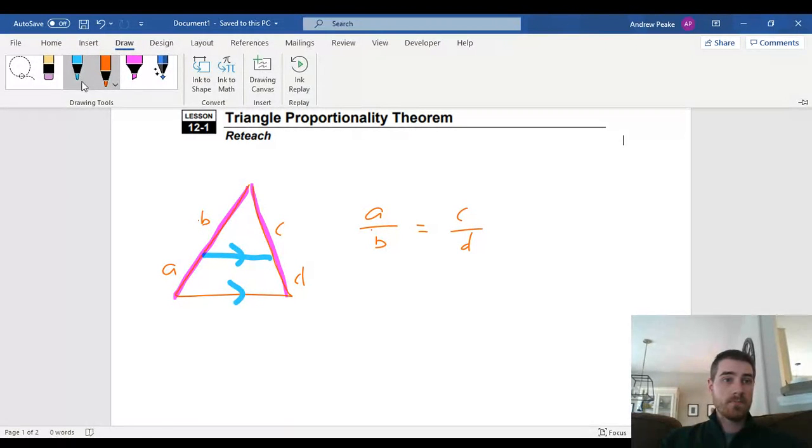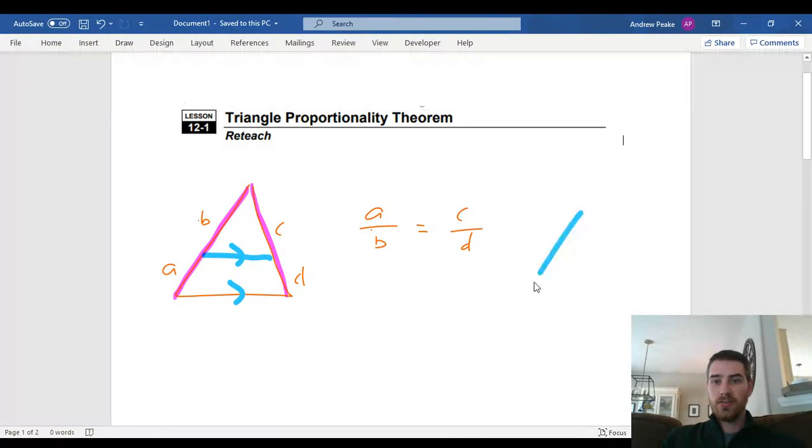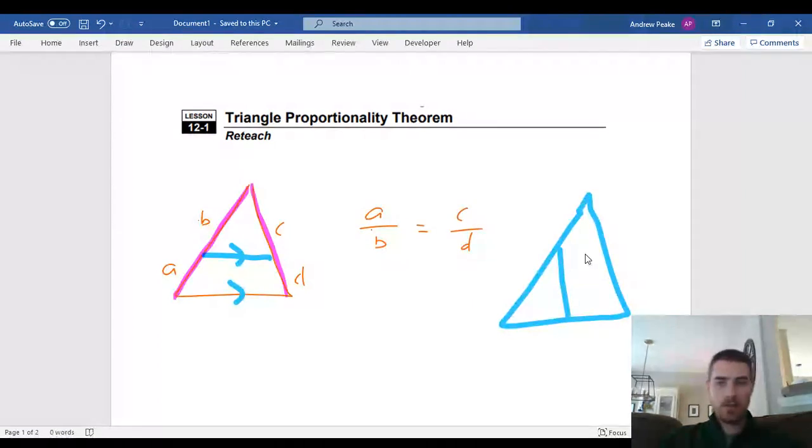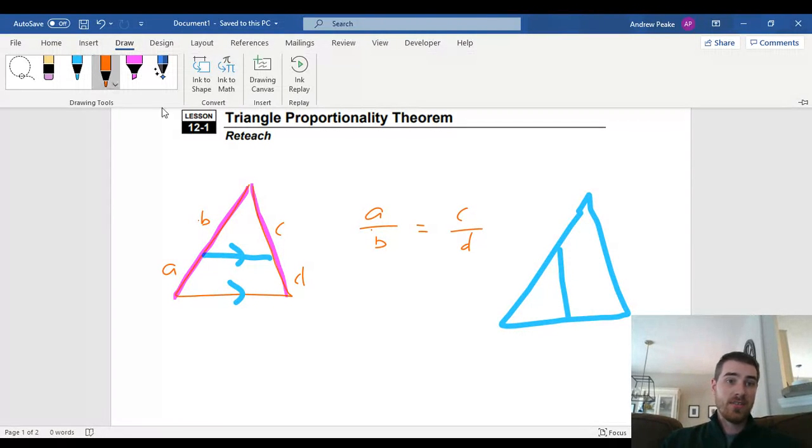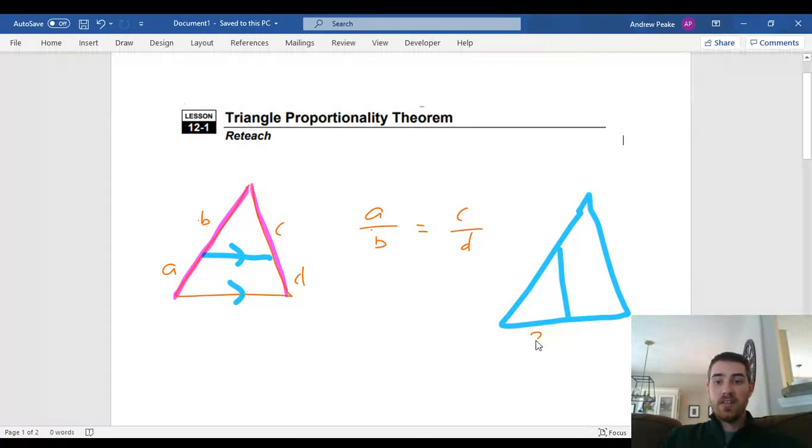So let's draw a new triangle here. Let's say I had this triangle and a line going across right here, and they look like they're parallel, but we're not exactly sure. If we have the information about the sides, say 3 over 6, and then, we'll say, 1 over 2, on the left side and the bottom side, we can figure out if they are proportional.